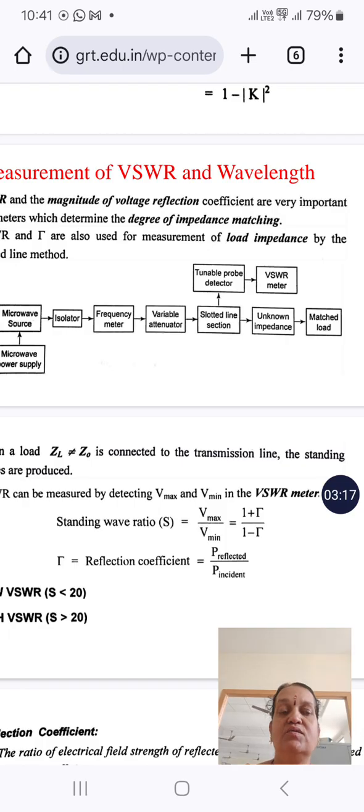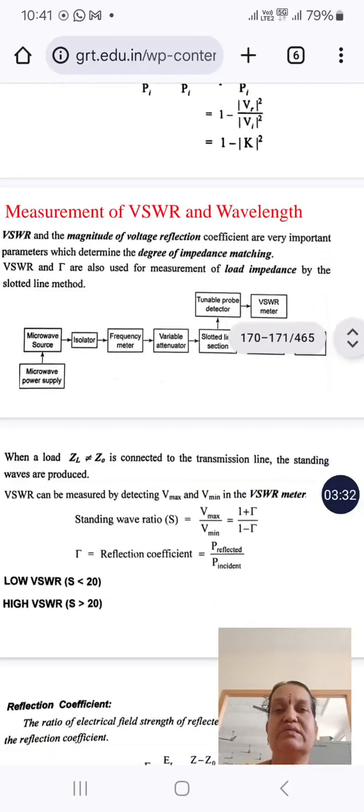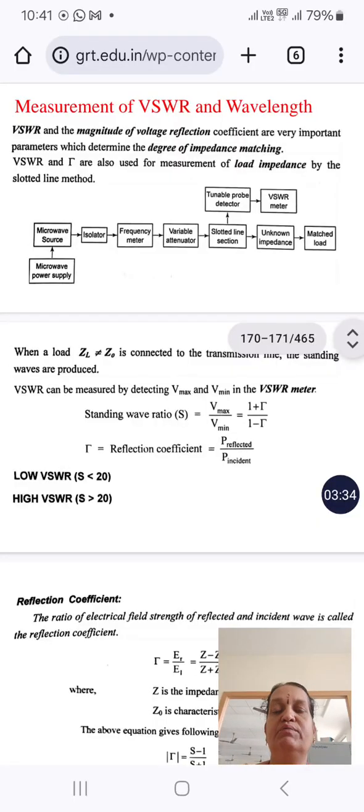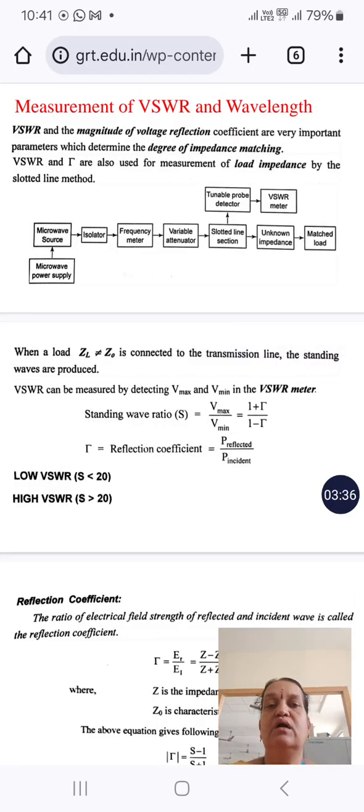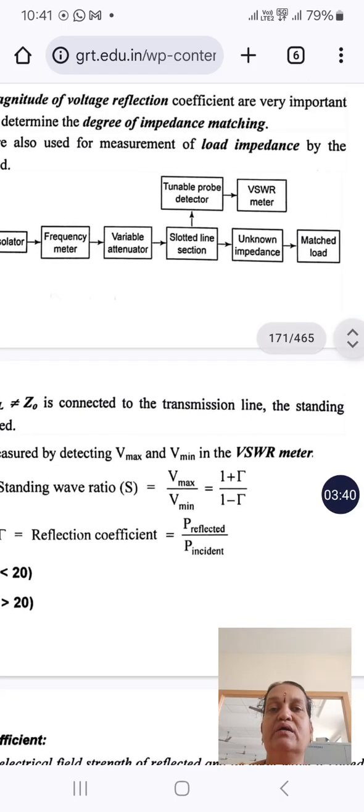It can also be represented by means of the reflection coefficient. Since the standing wave is only because of the reflected wave, it can also be measured in terms of the reflection coefficient. We'll see the formula in the next slide. The first slide is related to measurement of VSWR. How can we measure the voltage standing wave ratio? Because it is important to determine the degree of impedance matching.